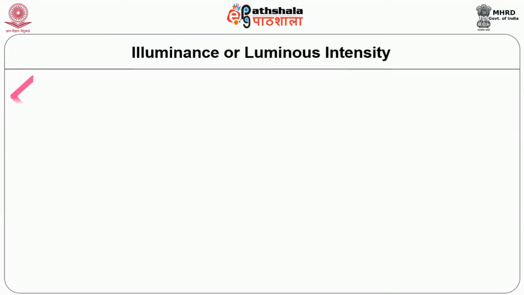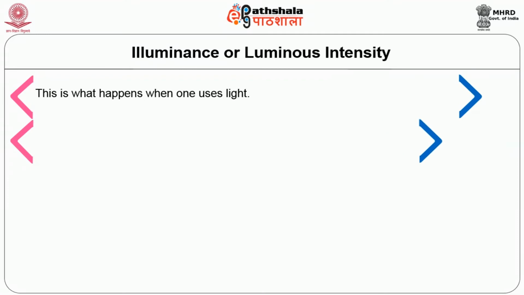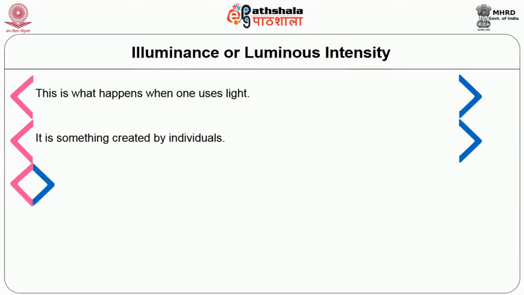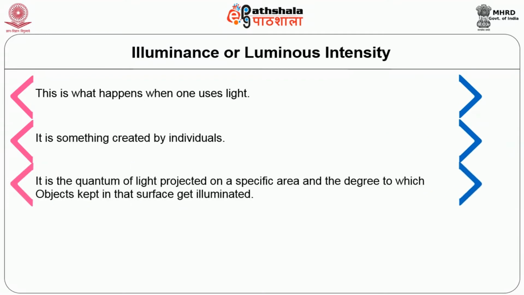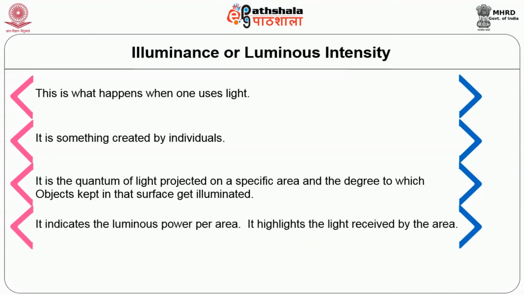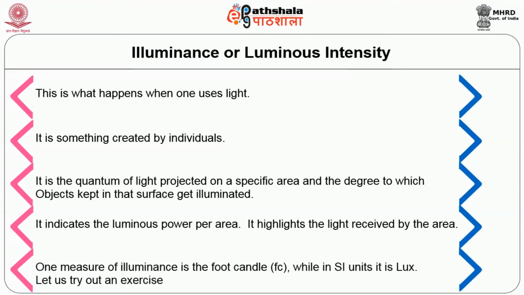Illuminance or luminous intensity. This is what happens when one uses light. It is something created by individuals. It is a quantum of light projected on a specific area and the degree to which objects kept on that surface get illuminated. It indicates the luminous power per area. It highlights the light received by the area. One measure of illuminance is a foot candle, while the SI unit is lux. Let us try out an exercise.